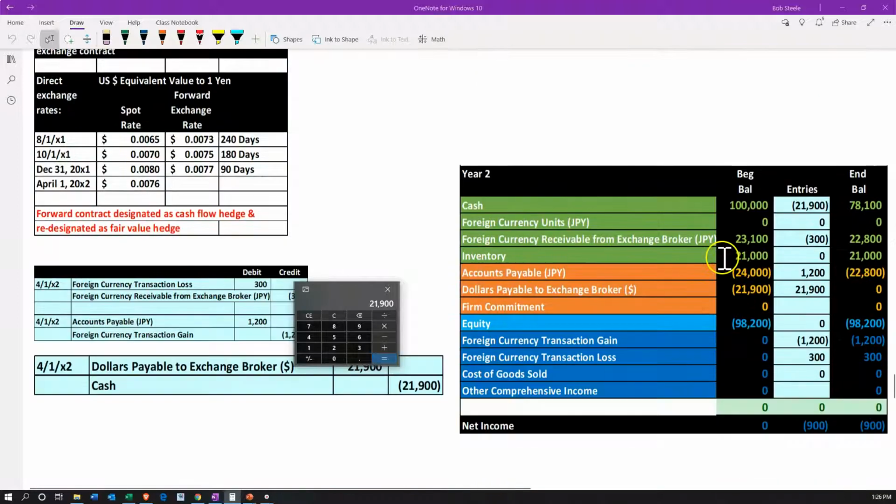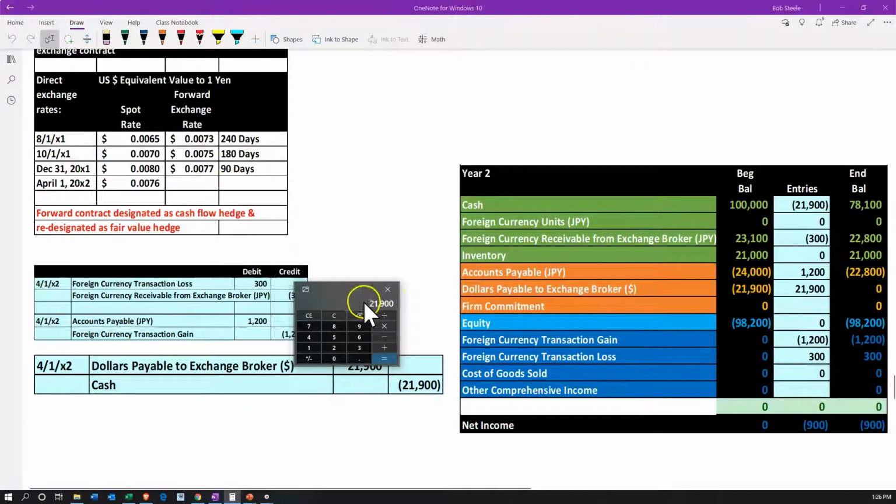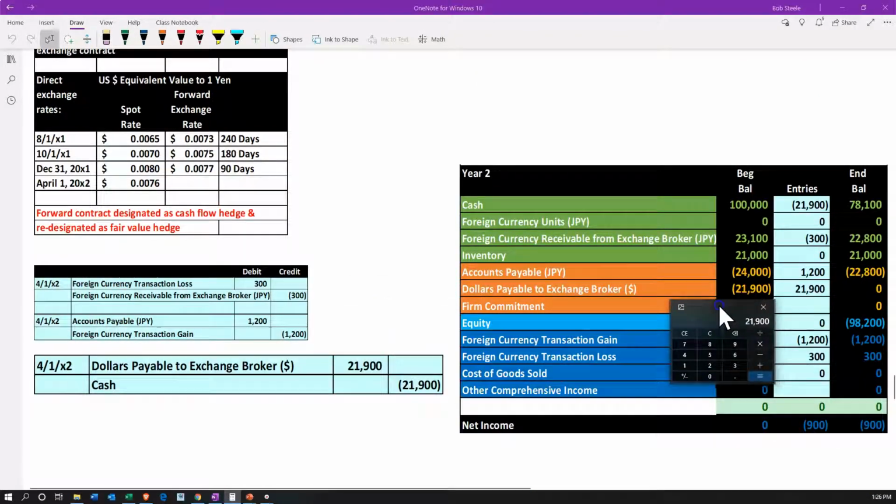And we put it on the books at the 21,900. And we just said as part of the forward exchange contract, we're just going to pay that at the end in dollars. There's no foreign currency adjustment. There's nothing funny happening. We just said we're going to pay that back as part of our contract in 240 days. Now it's 240 days later, and we're simply going to pay it.